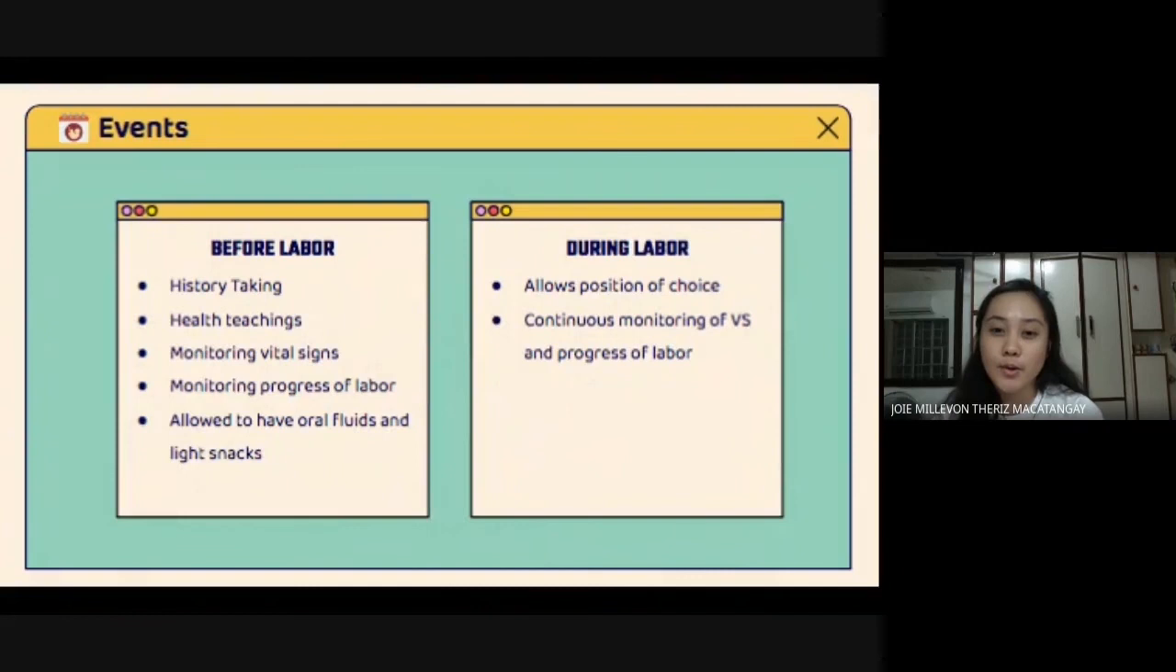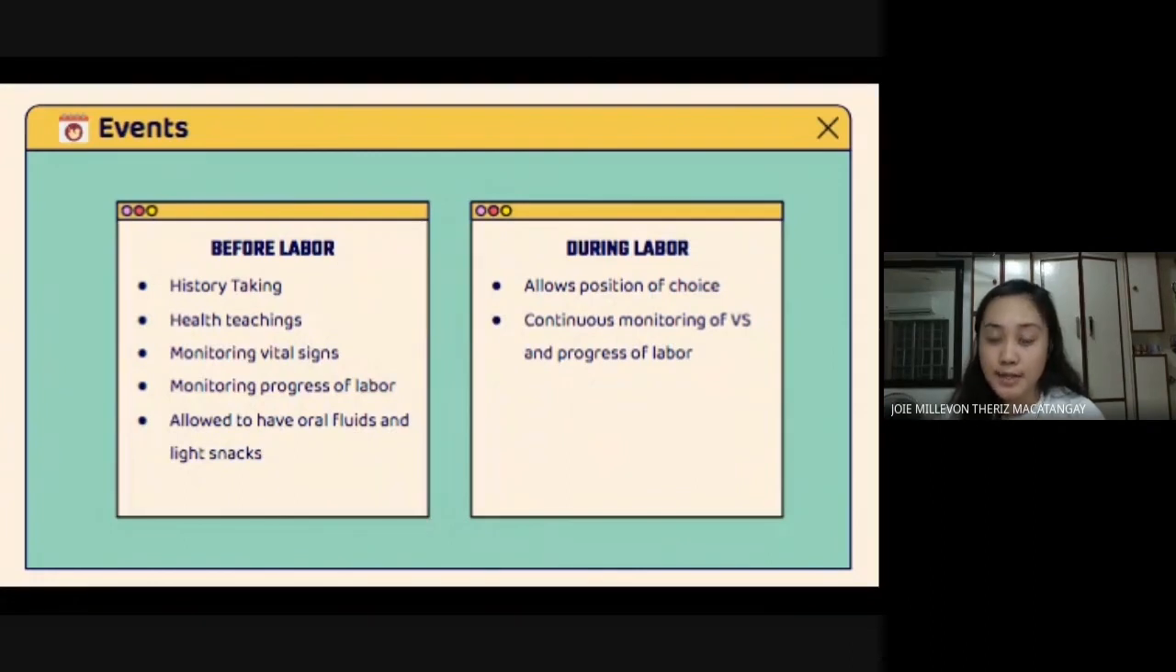We also monitor for the progress of labor through internal exam according to uterine contractions and fetal heart monitoring. So you are allowed po to have oral fluids and light snacks. Patients are allowed to have oral fluids and light snacks only, but other patients are only advised of an IV fluid and NPO or nothing per orem. Ibig sabihin po, wala po silang kakainin if only indicated by a doctor. So kung cesarean naman po, bawal po kayong kumain 6 hours before the operation.